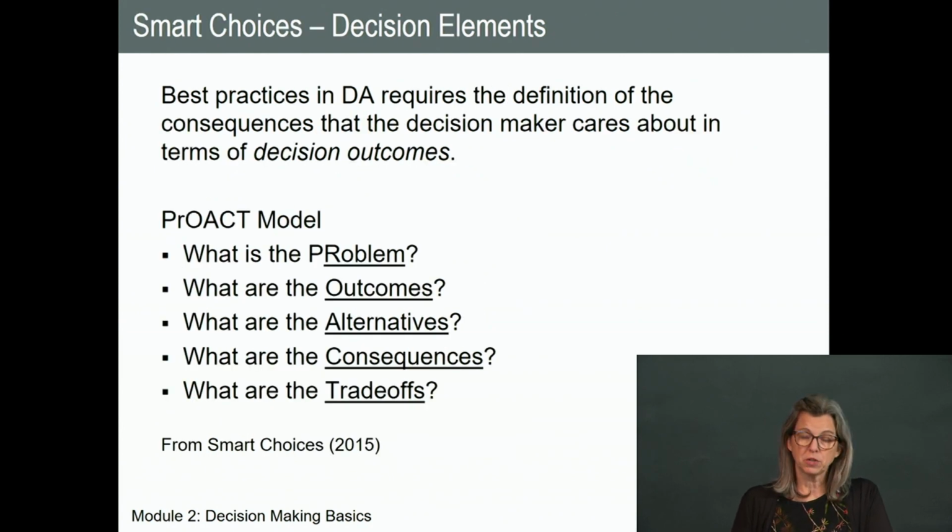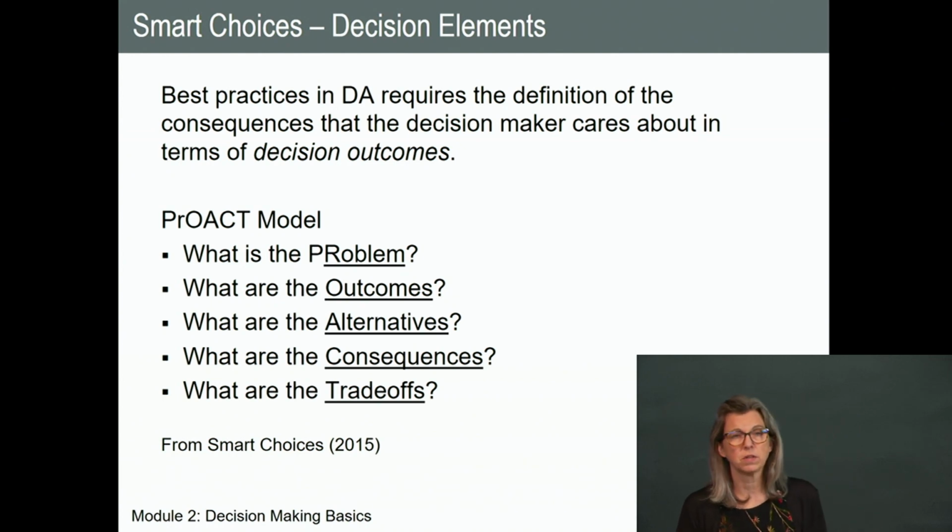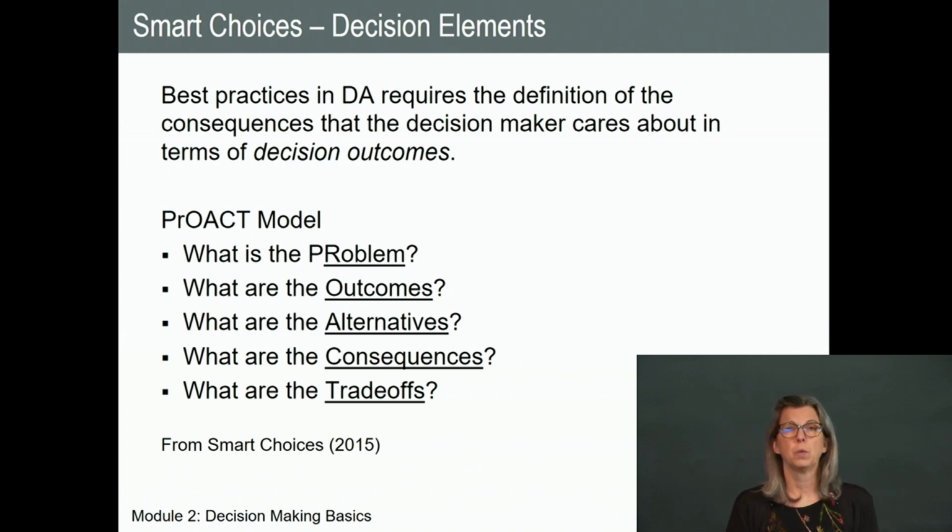So the book I mentioned, Smart Choices, lays out a set of decision elements that are the steps that you go through when you're making a decision. As I mentioned earlier, the best practices in DA require a definition of the consequences from each option. So if you have these three options, you'll understand what the implications of each option are. The PROACT model is in the Smart Choices reading, and it lays out these steps.